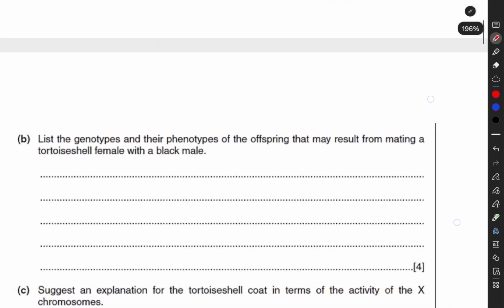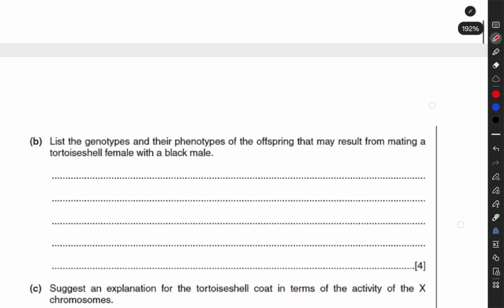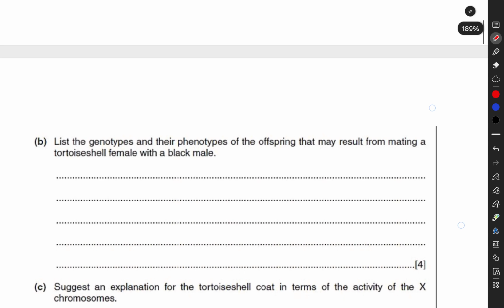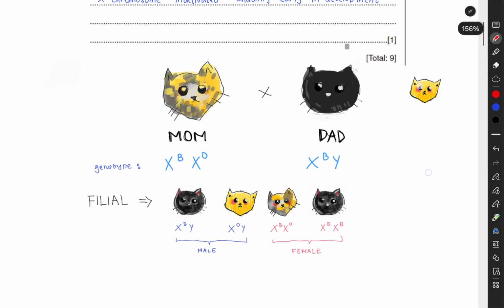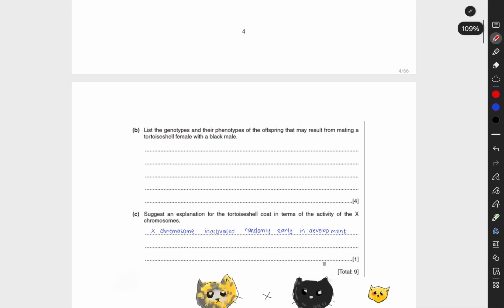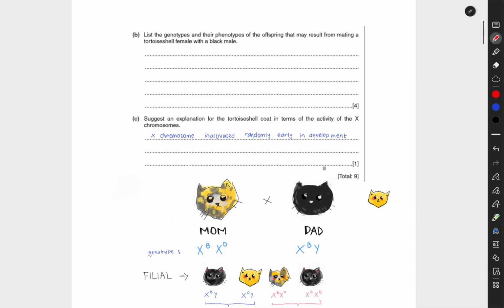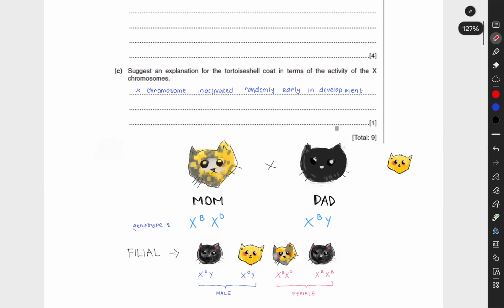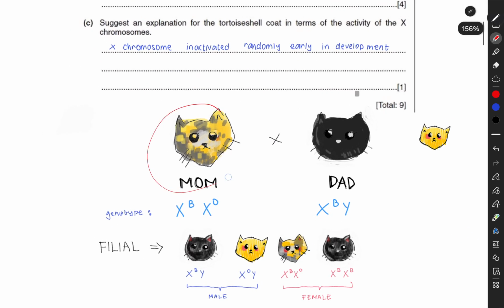And B, list the genotypes and phenotypes of the offspring that may result from mating a tortoiseshell female with a black male. You need to explain, but I will just draw the diagram for better visualization. So this is the mom. A tortoiseshell cat basically just has patches of different colors, and its dad is black, XBY, and the mom is XBXO.